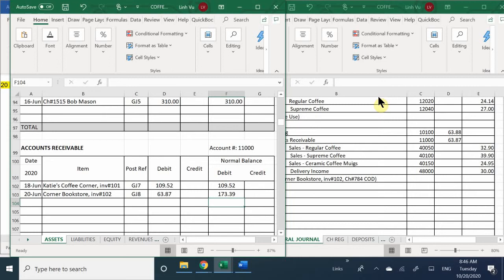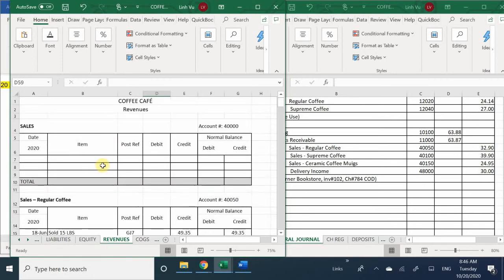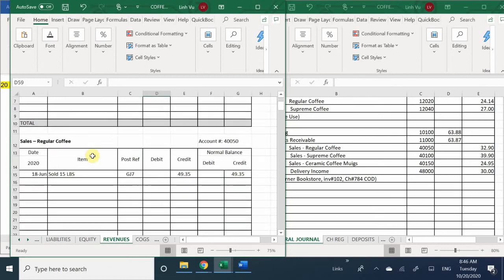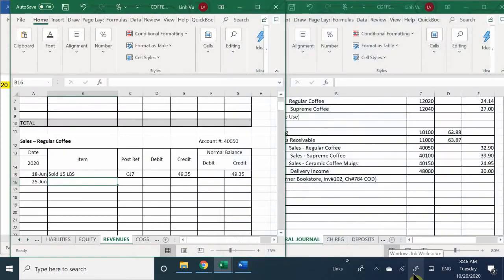We're going to credit sales, regular coffee. We have to go to the general ledger and then find sales, regular coffee. Good. That should be in the revenue section, top of the page, right? How many pounds of the regular coffee did we sell? We sold 10. Okay.